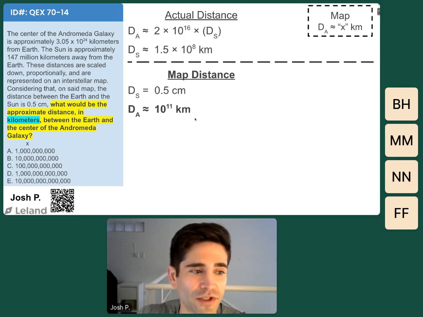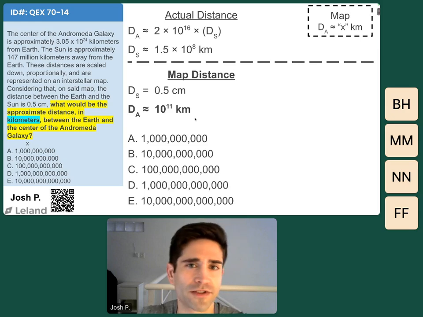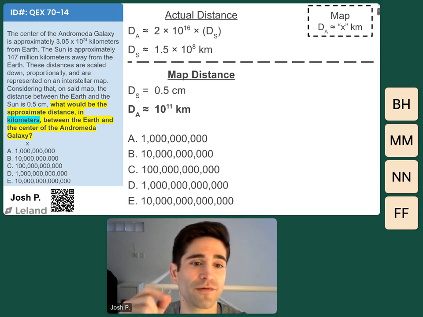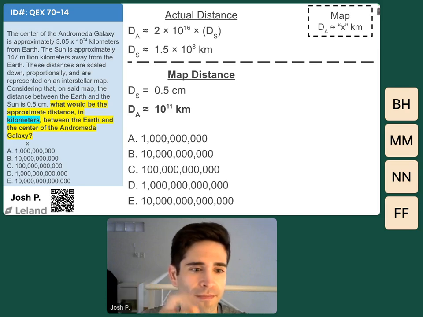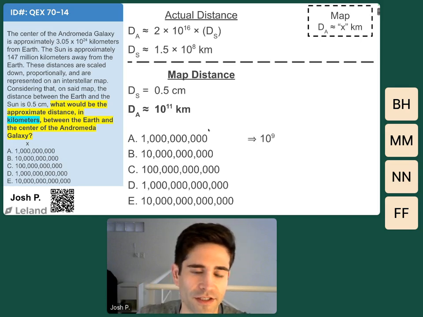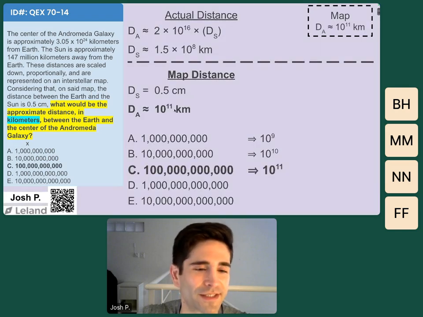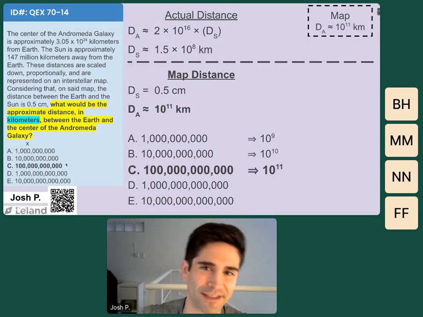Now we look at our answer choices, and we want to translate them into scientific notation to see which is 10 to the 11. So A is equivalent to 10 to the 9, B is equivalent to 10 to the 10, and C is equivalent to, yes, 10 to the 11, and that is our answer.